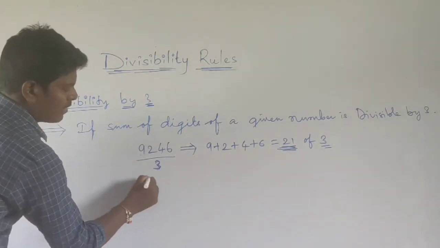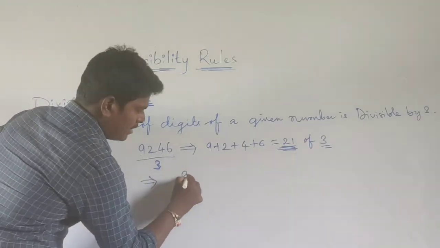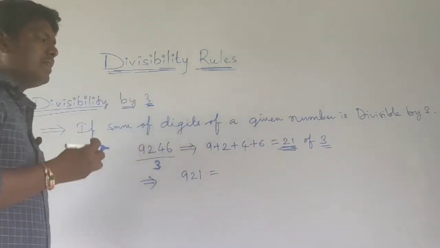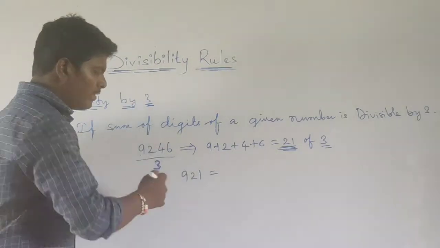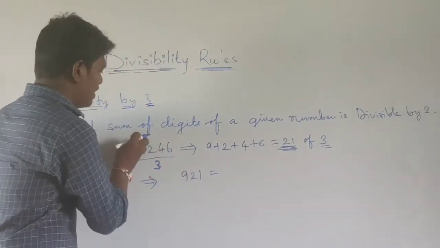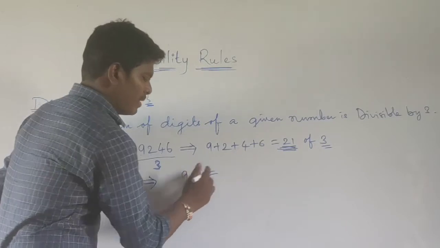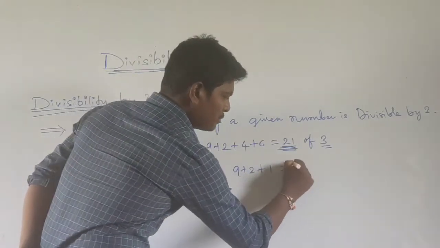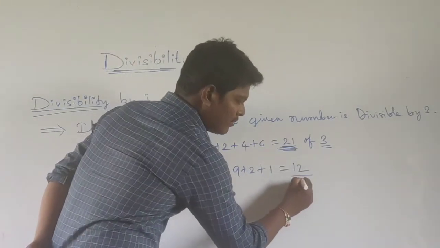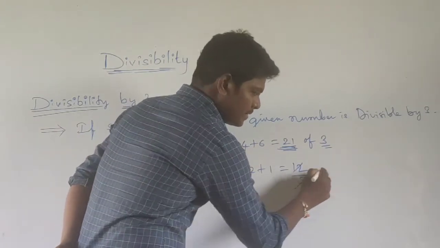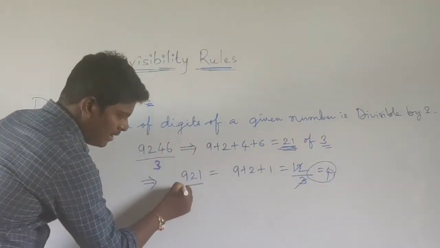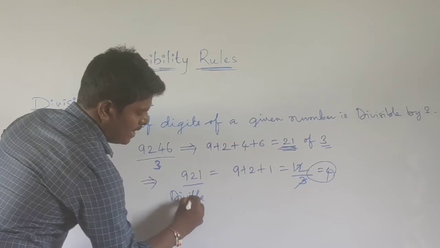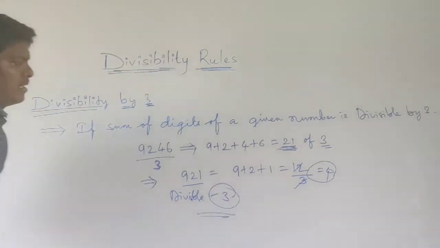For better understanding we take one more example. 921 is a number, and we need to find whether the given number is divisible by 3 or not. What we have to do is add all the digits of the given number: 9 plus 2 plus 1. If we add, we get 12. Definitely 12 is divisible by 3. It means 921 is also divisible by 3.